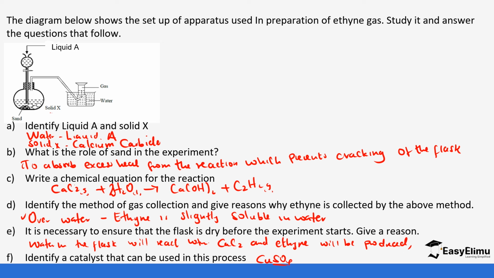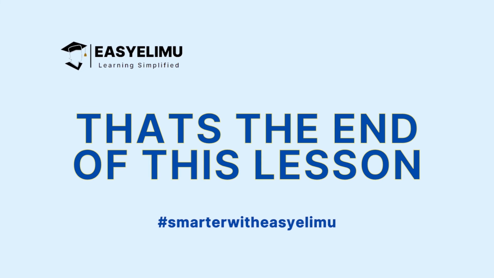So that brings us to the end in regards to preparation of alkynes and also their physical properties. In the next lesson, we are going to be looking at some chemical properties of alkynes and finish up the topic. So see you in the next lesson.